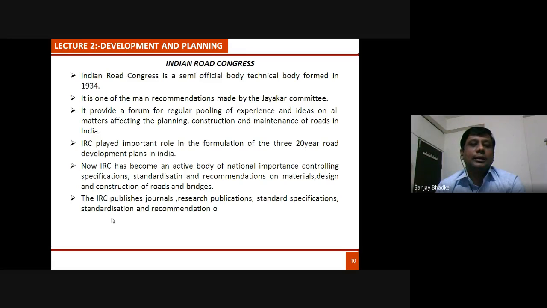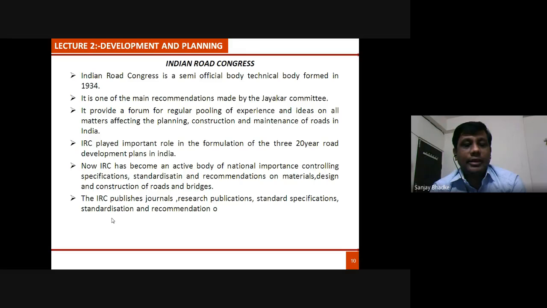This Indian Roads Congress is a semi-official body. It is a technical body which was formed in 1934. It was one of the main recommendations made by the JICAR committee. It provides a forum for regular pooling of experience and ideas on all matters affecting the planning, construction, and maintenance of roads in India.